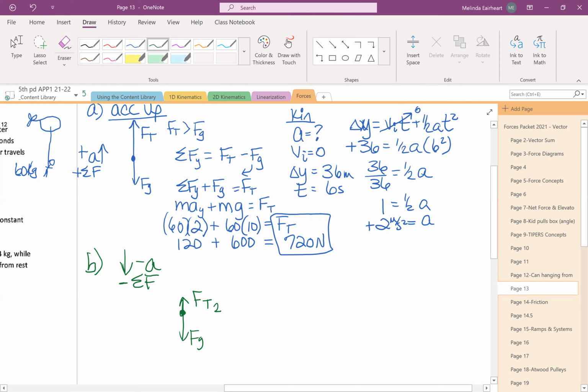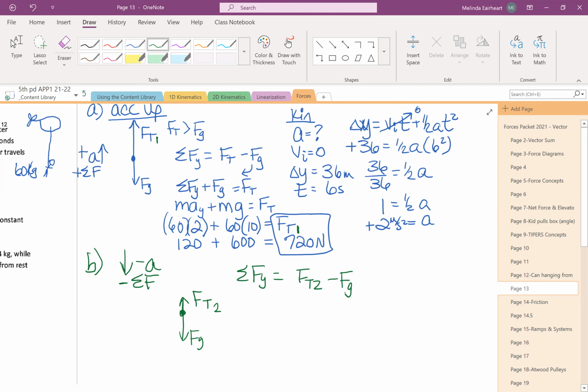I changed colors, maybe you didn't. It is a different tension than up above, if that was FT1. Okay, and so it's not only smaller than the tension before, but it's smaller than the weight. That way, whenever you do your net force statement, I'm still going to say FT2 minus FG. Still going to do that because the upward direction is what we said was positive.